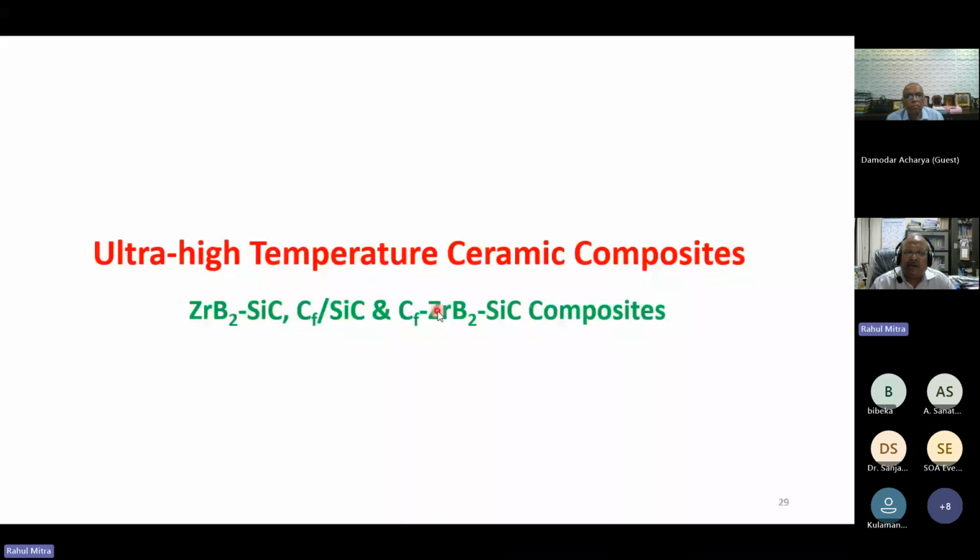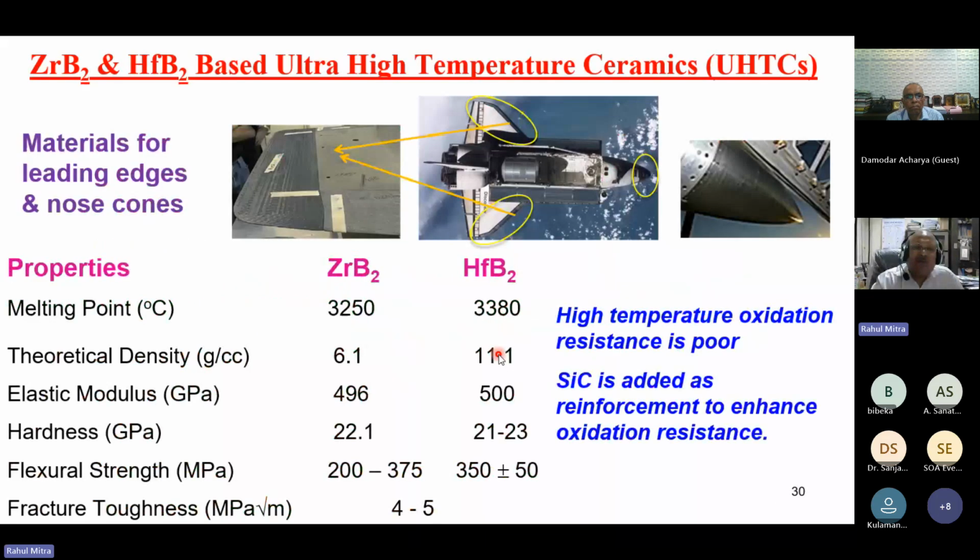So now I'll be talking about ultra-high temperature ceramic composites, focusing on zirconium diboride silicon carbide composites, carbon fiber silicon carbide composites, and Cf-ZrB2-SiC composites, which we have worked on. So why ZrB2 and HfB2? Because you can see the melting points above 3000 degrees centigrade, and that is why they are called ultra-high temperature ceramics. And density of ZrB2 is actually not much. Of course, HfB2 is very high, 11.1, but ZrB2 is not much.